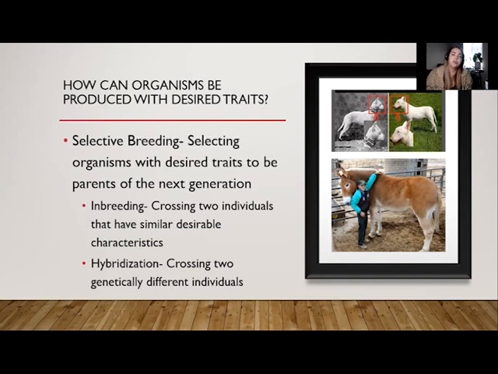The other almost opposite process is called hybridization, where you cross two genetically different individuals. Now, this image at the bottom here is called a mule, and a mule is a hybrid of a horse and a donkey. The goal there is that the animal has the strength and endurance of a donkey, but is a little bit more obedient like a horse, because the stereotype of the donkey is that they're very stubborn. So this hybrid kind of solves both problems, but hybrids are infertile. They can't have their own offspring. So it's not a new species, but it is a combination of two different species.